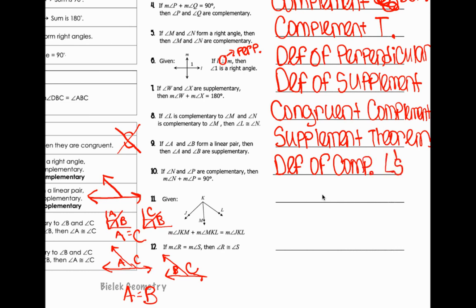Okay, given this diagram, JKM plus MKL is JKL. So that's saying this angle plus this angle equals the entire thing. So that's angle addition.